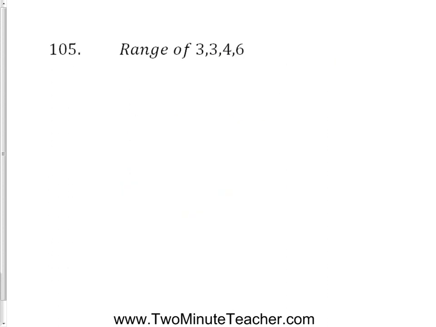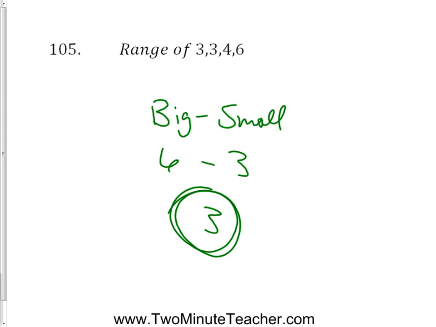Okay, next up is range. The range is the biggest minus the smallest. Biggest here is 6, minus the smallest here is 3. 6 minus 3 would be 3. So the range of my data is 3.